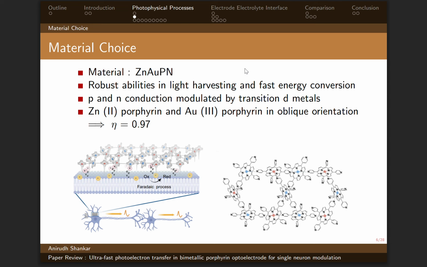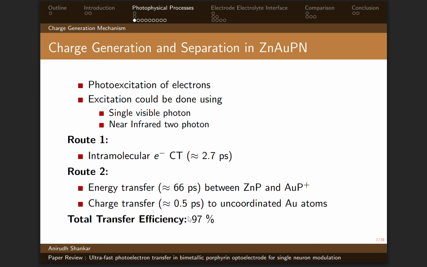porphyrin based materials. And there is an observation that zinc porphyrin and gold porphyrin, when held in an oblique orientation, result in an extremely high quantum efficiency of about 97%. This is the structure of zinc porphyrin and gold porphyrin held in an oblique orientation that result in this 97% quantum efficiency, which we shall see later. And this is the structure of this zinc gold porphyrin interfaced with neuronal cells, as we shall look at in much greater detail later. The charge generation and separation in this structure is as follows.